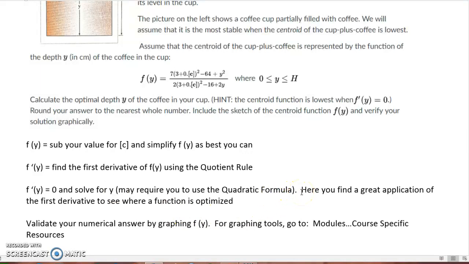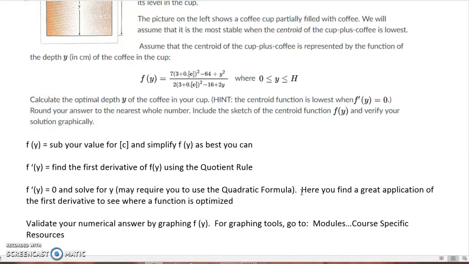And my note here to you says you'll find a great application of the first derivative to see where a function is optimized. And remember, we said that the cup is most stable when the centroid is at its lowest. So when you talk about that in the context of a derivative, you'll be able to see that lowest point very nicely when we go to the graph.